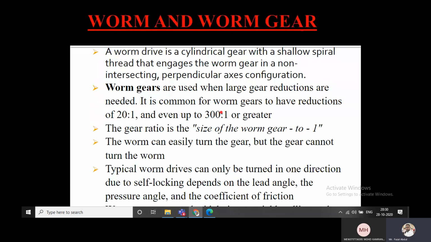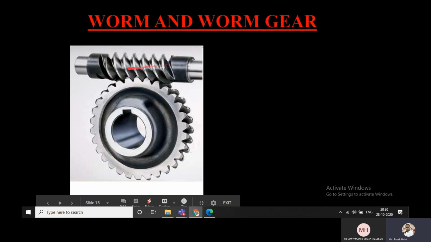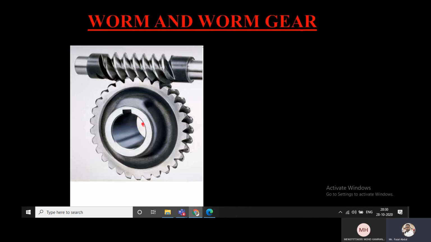Worm and worm gears are like this. It has one gear and one threaded portion. In this one, rotary motion is converted into rotary motion. Here the axes are non-intersecting and non-parallel. This is the axis of the gear, and this is the axis of this gear. These two are neither intersecting nor parallel. Such gears are worm and worm gears.